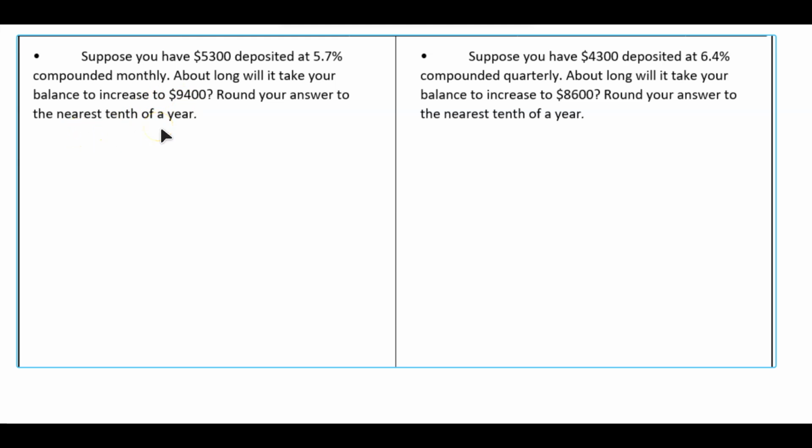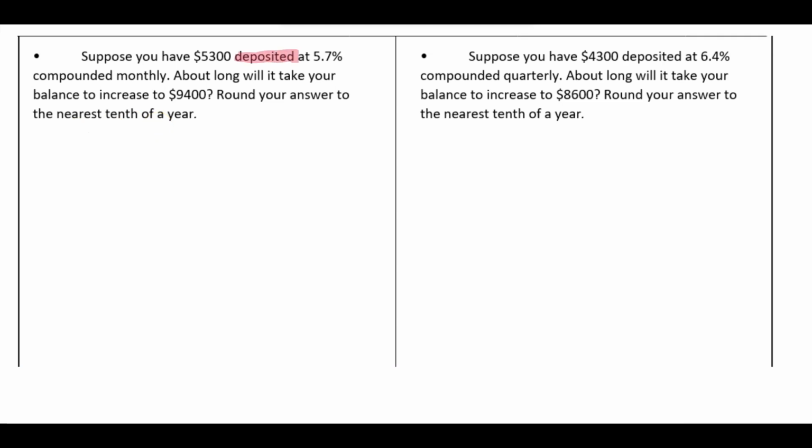Okay, so first off, it says deposited. It doesn't say deposited monthly or deposited yearly. So this is a one-time deposit. This is a lump sum.